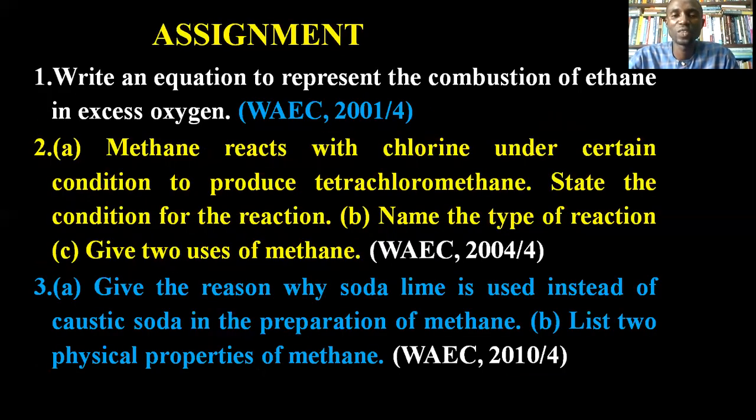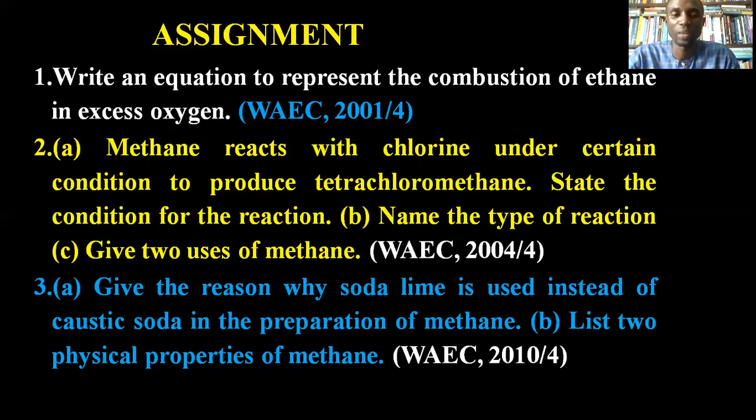Thank you, but before we go, we are going to take this as your assignment. WAEC exam 2001 number 4 says write an equation to represent the combustion of ethane in excess oxygen. Another question is methane reacts with chlorine under certain conditions to produce tetrachloromethane. State the conditions for the reaction. Name the type of reaction that it undergoes in order to produce that tetrachloromethane. Then lastly, give 2 uses of methane.